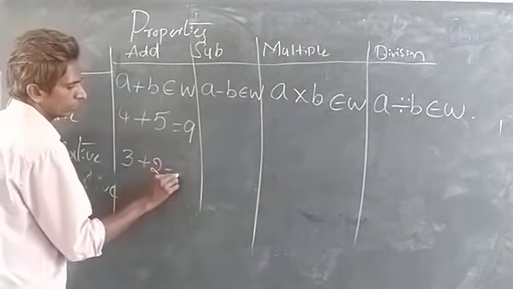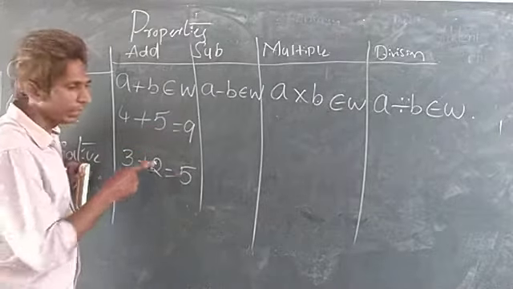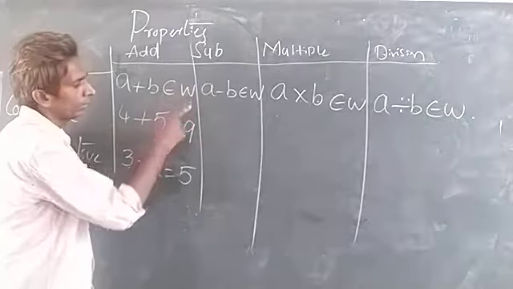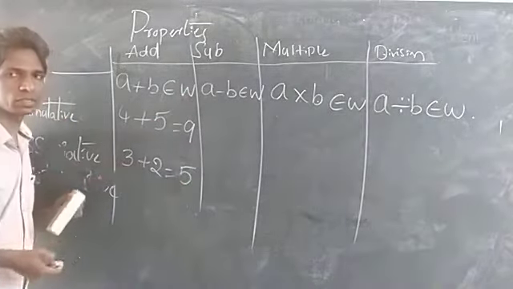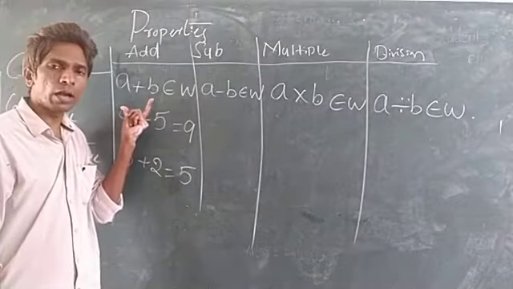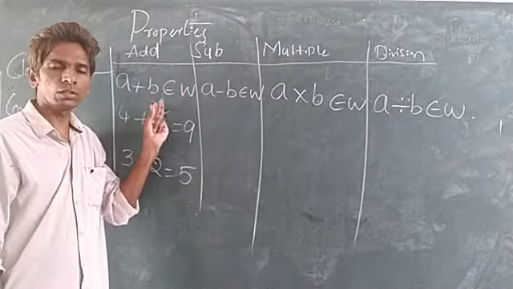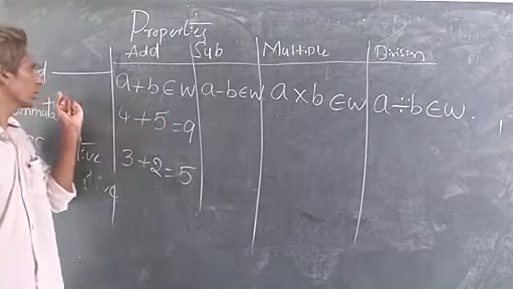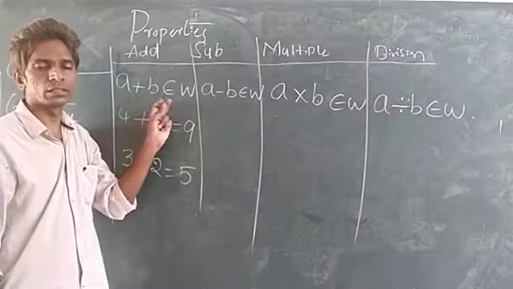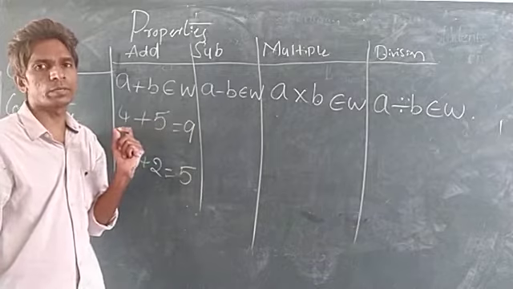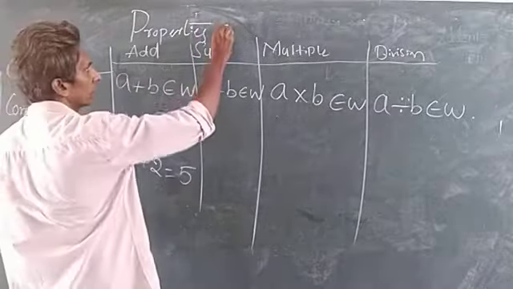Three plus 2 is equal to 5. So what we are getting as answers: 9 is also a whole number, 5 is also a whole number. So if you add any two whole numbers, the answer we will get is a whole number only. So it is correct. In closure property, addition belongs to closure property in whole numbers.